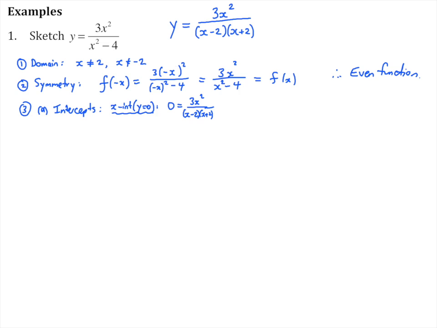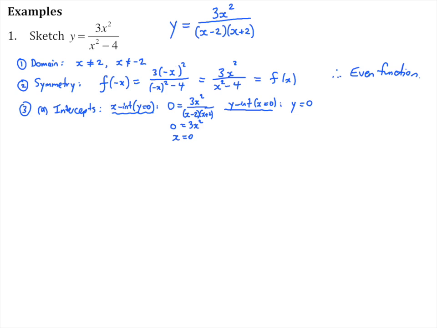Let's multiply the denominator across to the other side. When we do that, you get 0 equals 3x squared, because 0 times (x take 2)(x plus 2) gives 0. Divide both sides by 3 and take the square root of 0, you get x equals 0. To find the y-intercept, we let x equal 0. If we go to the original question and we let x be replaced with 0, we're going to get 0 on the top of the fraction. 0 over anything is 0, so you'll get y equals 0.